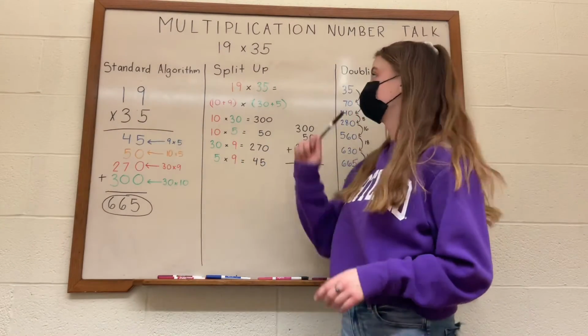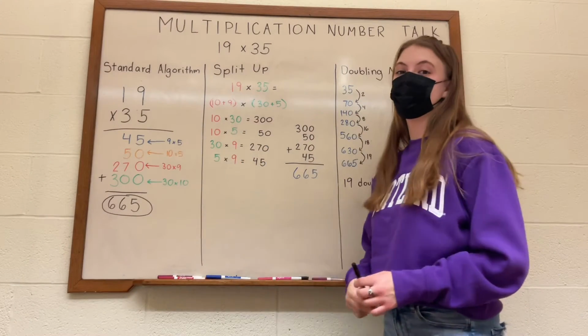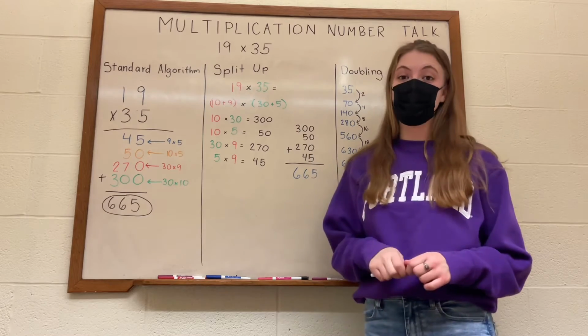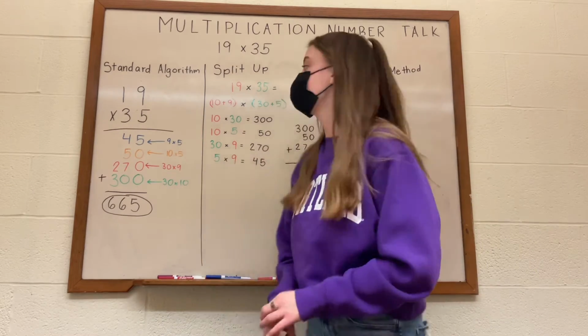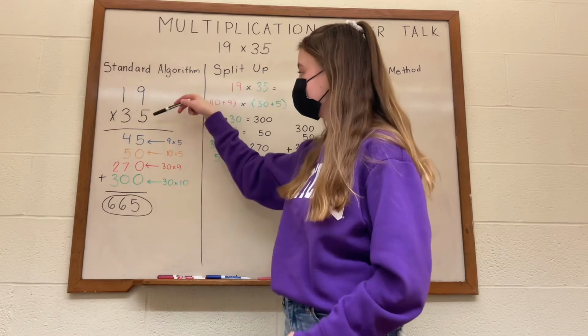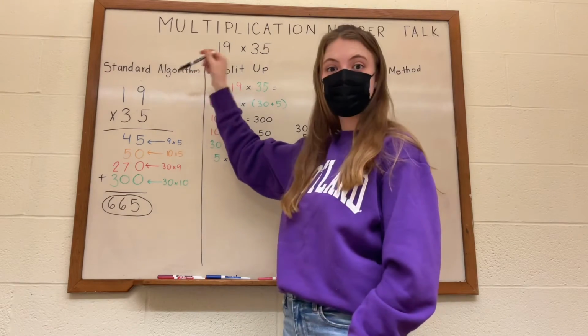Here we have three ways of solving the multiplication problem 13 times 35. So the first way you can do it is just doing the standard algorithm, which you multiply each piece essentially.